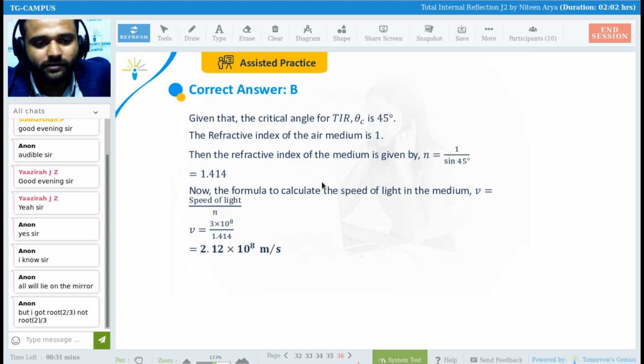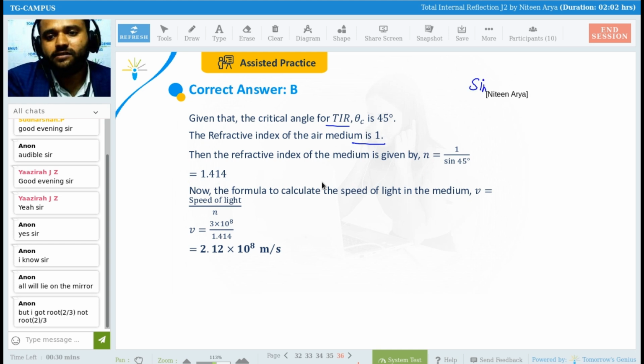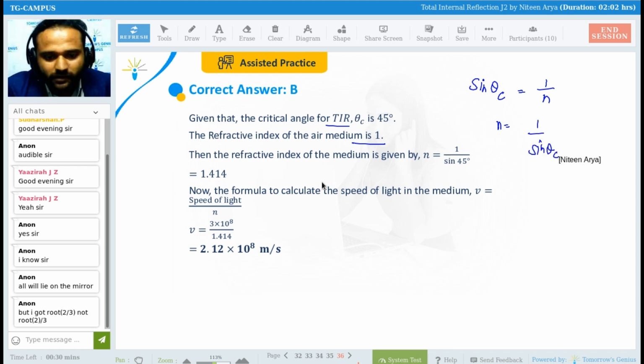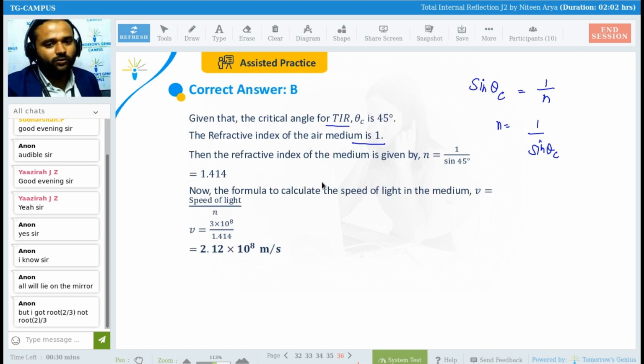I am just checking. That is the answer. Very easy, as we know. Given that the critical angle for TIR, theta C, is 45 degrees, and the refractive index of air is 1, we know that sine theta C equals 1 by n. So n is going to be 1 upon sine theta C. I wrote n on the slide, but 1 by n is the correct one. Then put the values in and you get the correct answer. So the correct answer is B.